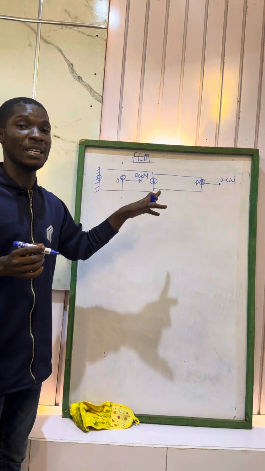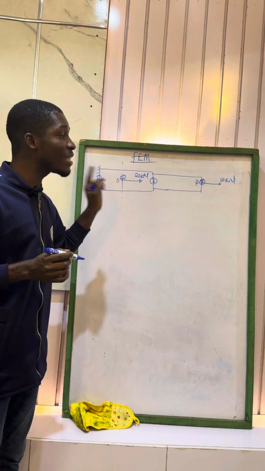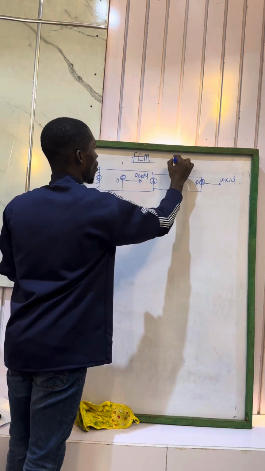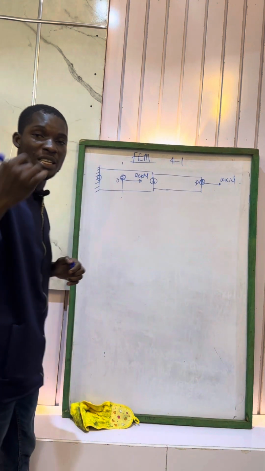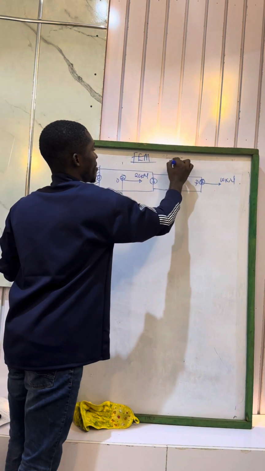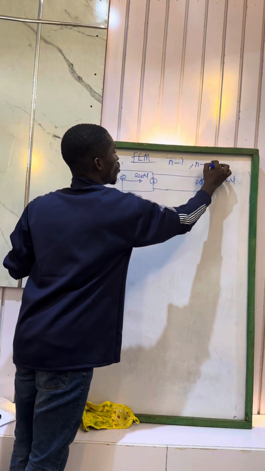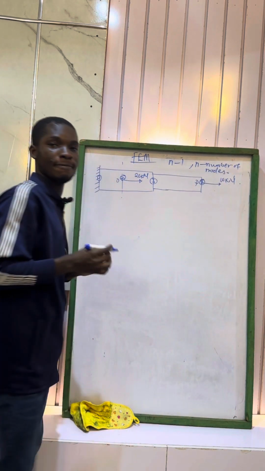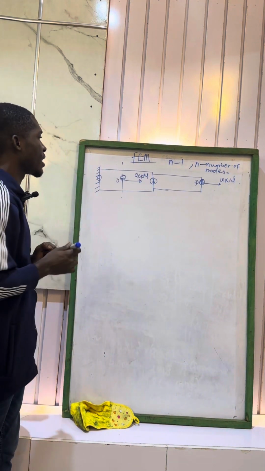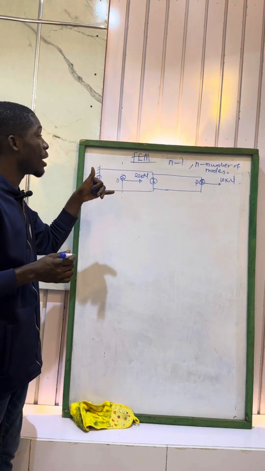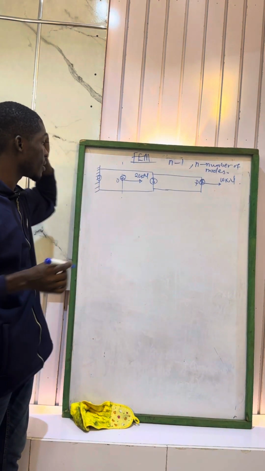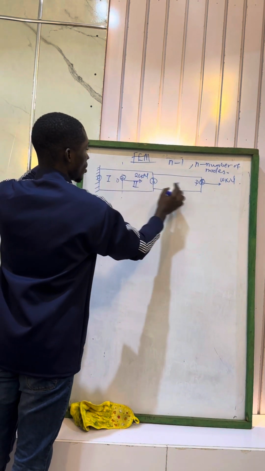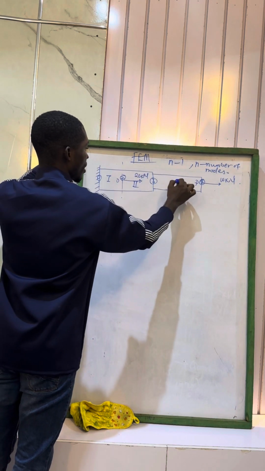What is it telling me? How many elements am I going to have? If you say three, you are right. The formula is n minus one, where n is the number of nodes. Since the number of nodes is four, four minus one, we are going to have three elements. Let's call this one element one, this one element two, and this one element three.